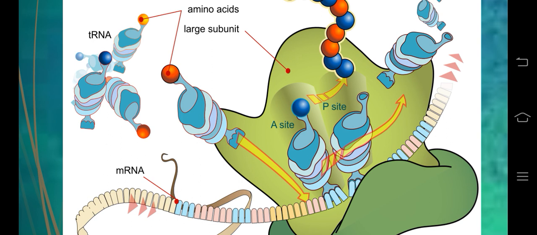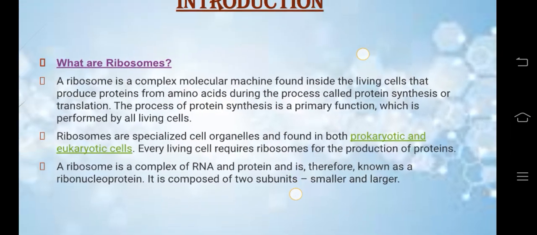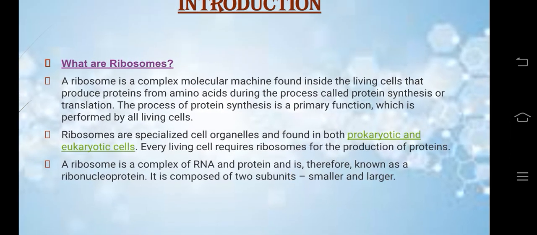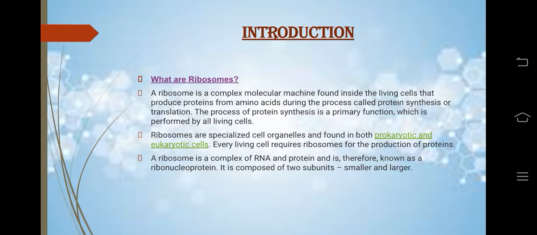What are ribosomes? A ribosome is a complex molecular machine found inside living cells that produces proteins from amino acids during the process called protein synthesis or translation. The process of protein synthesis is a primary function performed by all living cells. Ribosomes are specialized cell organelles found in both prokaryotic and eukaryotic cells. Every living cell requires ribosomes for the production of proteins. A ribosome is a complex of RNA and protein and is therefore known as a ribonucleoprotein. It is composed of two subunits, smaller and larger.